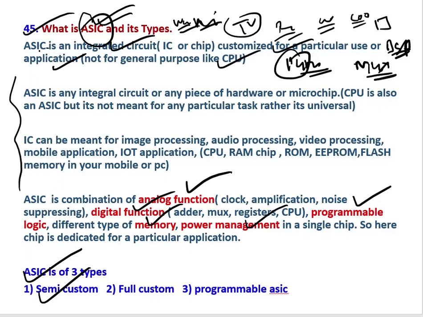Okay, there are three types of ASIC. One is semi-custom, full custom, and programmable ASIC. I have uploaded one tutorial on this, and I have explained many more things in that tutorial. Please go and watch that one first. Okay.